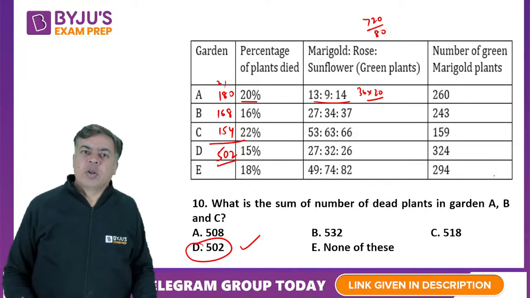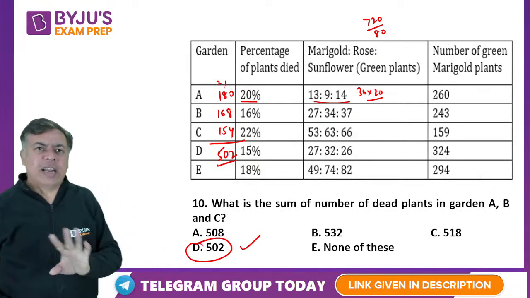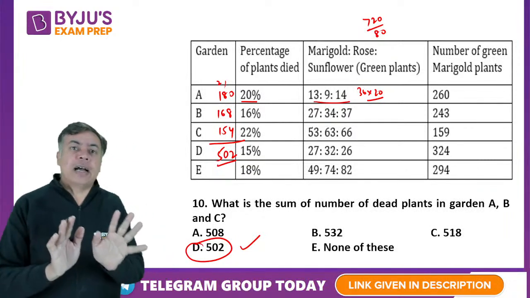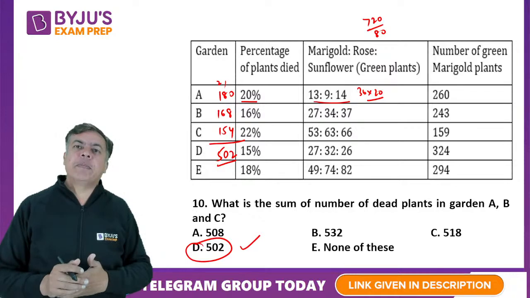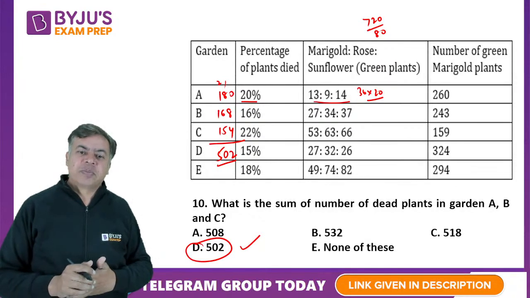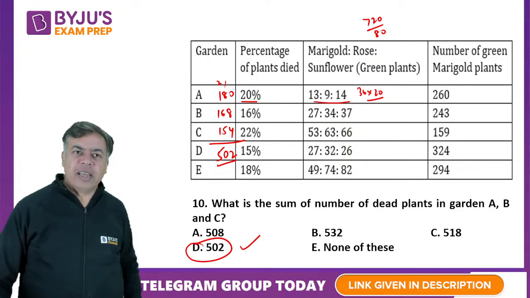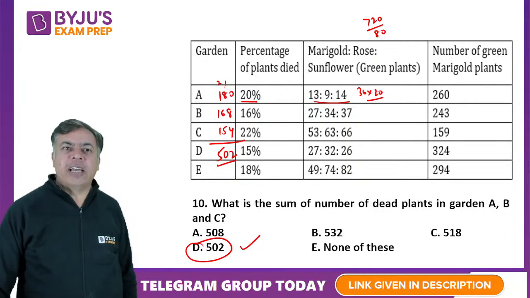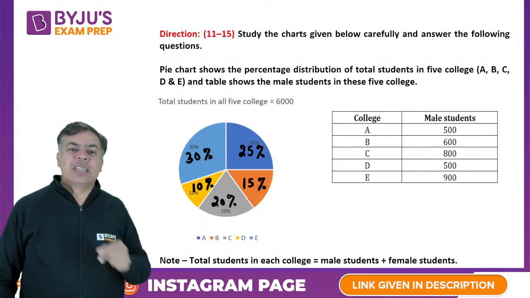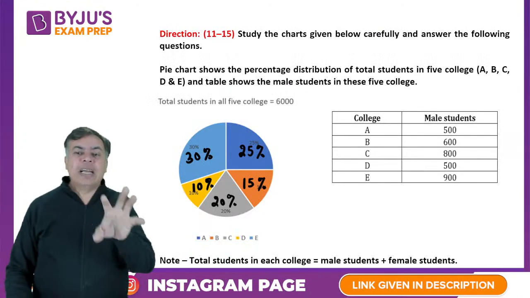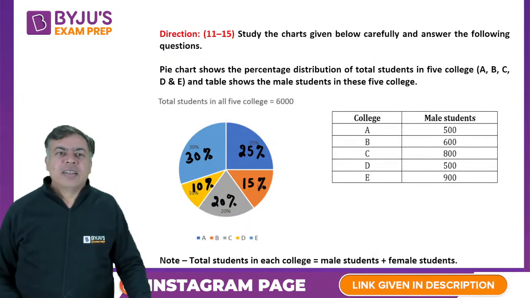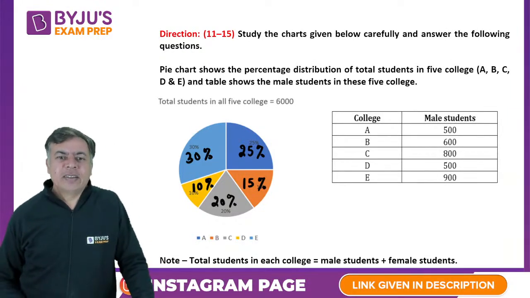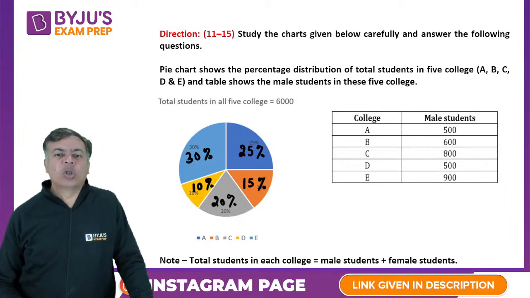So let's move to the next one, right? I think you have understood the entire set. The time taken you will reduce by practicing. Yes, so let's move to the next one. Now the next one is on a combination of pie chart and a table, but very easy, right? So see, go through the data first.